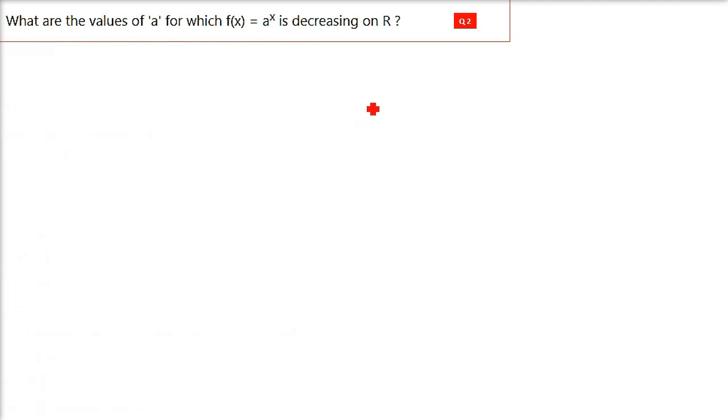So this is a very similar question to the previous one. What are the values of a for which f(x) equals a raised x is decreasing? Previously we just saw how it is increasing. Now we have to tell why and when it is decreasing. We got the answer a greater than 1 in the previous question. Here we do the same thing, but f dash x should be less than 0, that is a raised x log a should be less than 0.